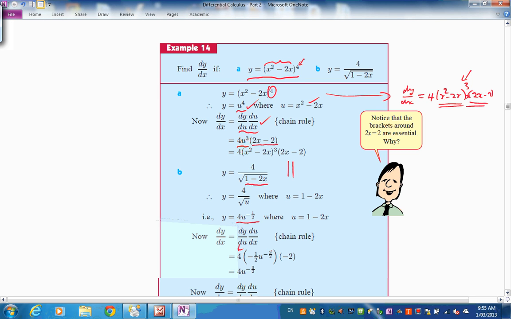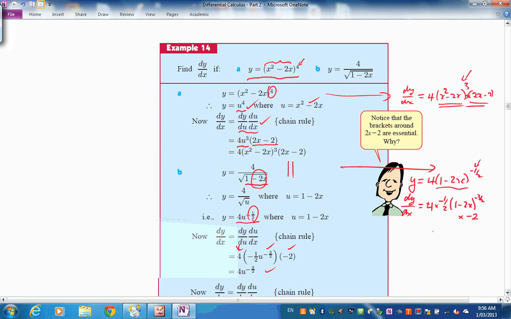So we've got 4 lots of neg a half u to the 1 less power, and then we need to multiply by the derivative of u, which is neg 2. We've got that. I would again go across here and say, well, if I had y equals 4 by 1 take 2x to the neg a half, leaving out the u's, just thinking of them in your mind, I have two functions. First of all, let's do this. So it's 4 times neg a half 1 take 2x to the neg 3 over 2. And then I've got to multiply by the derivative of what's in the brackets, which is neg 2. So we'll come to the same thing.